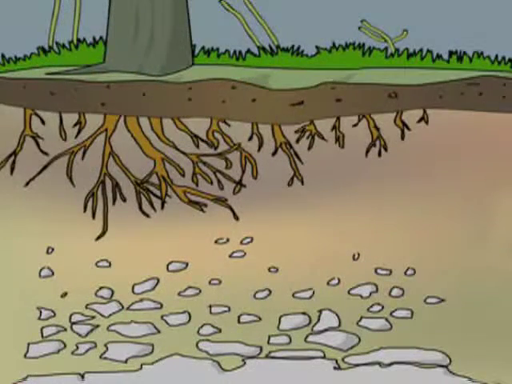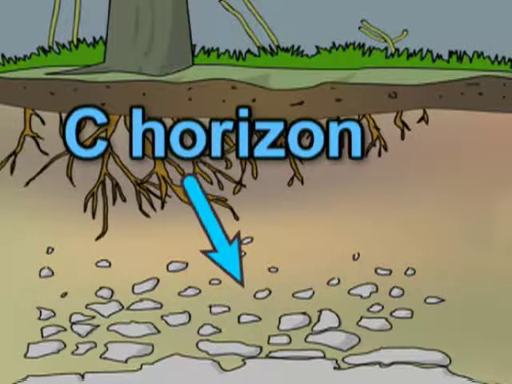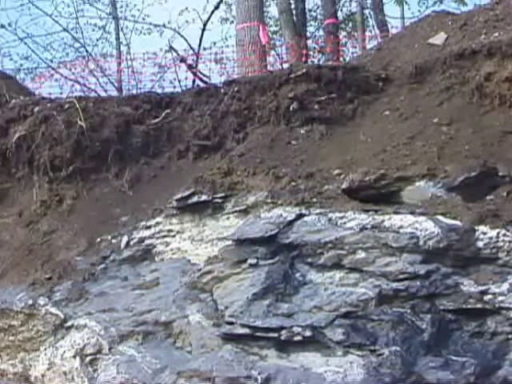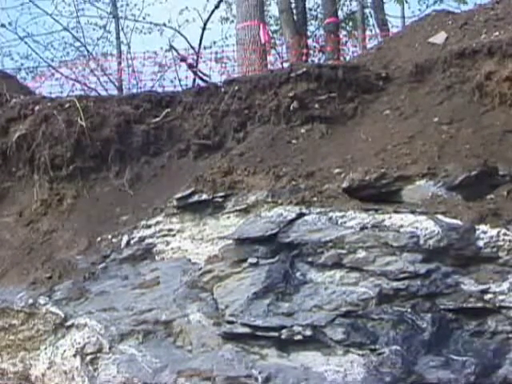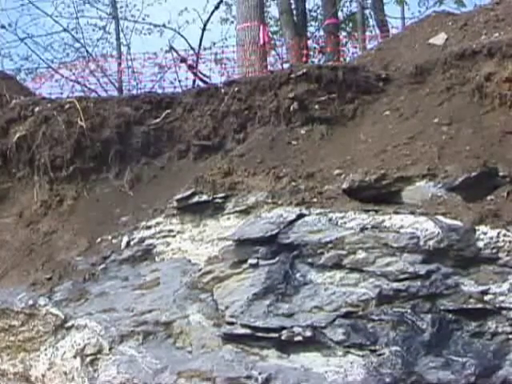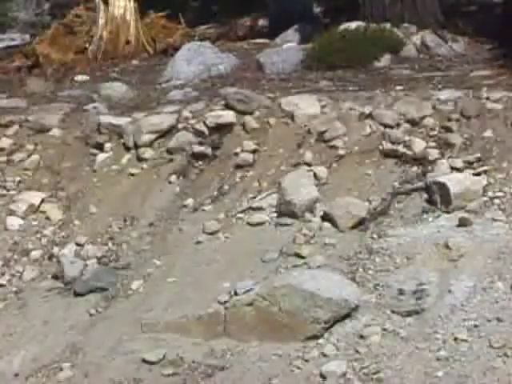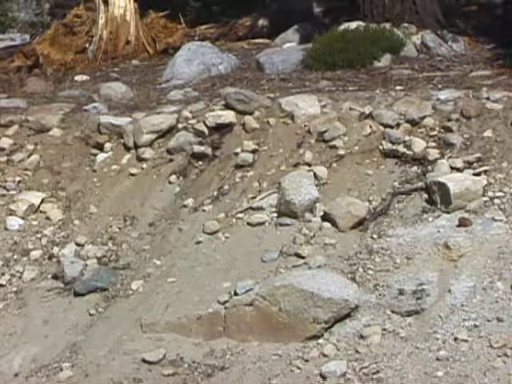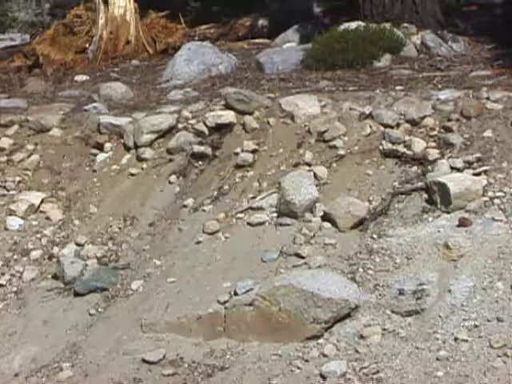Lying under the B horizon is the C horizon, the bottom layer in the soil profile. The C layer consists of partially weathered rock, and its composition is similar to that of the bedrock which underlies it. This is a much simplified look at the soil profile. The specific makeup and thickness of soil horizons varies greatly from place to place.